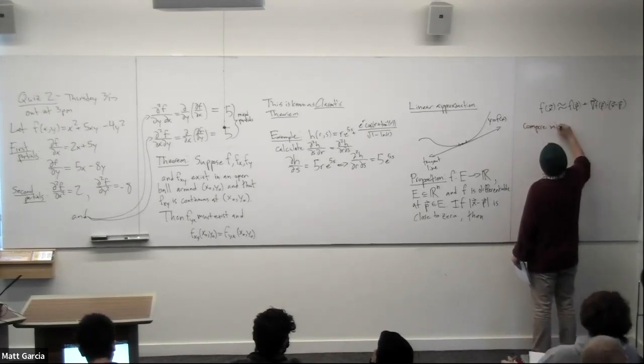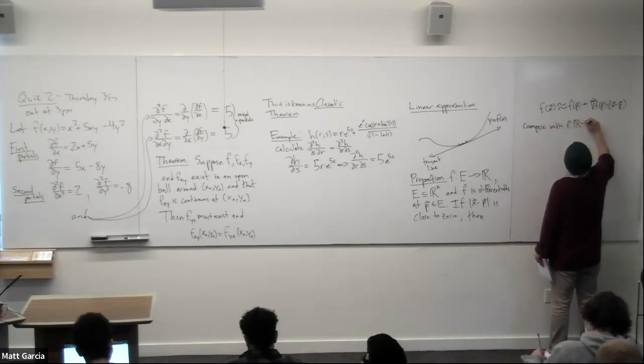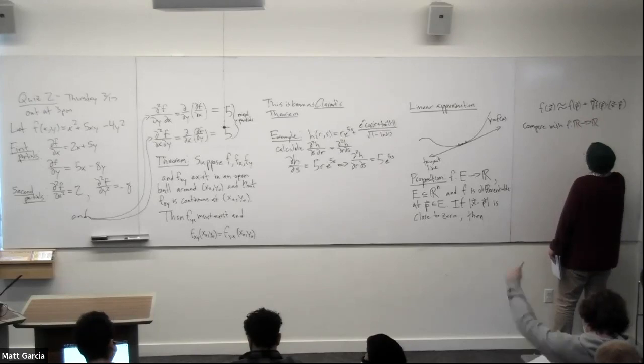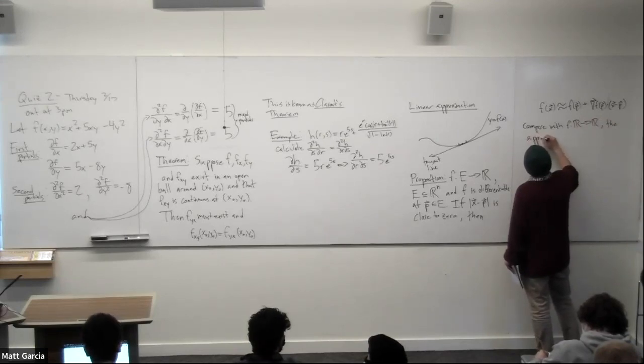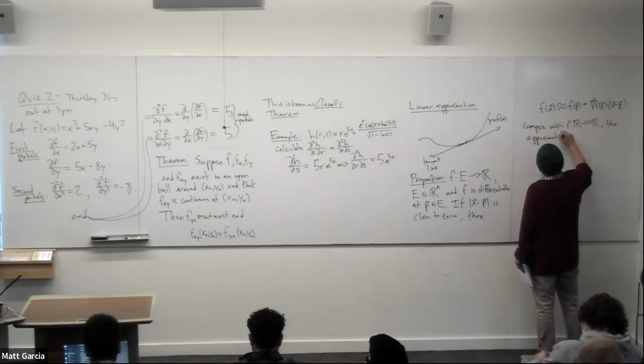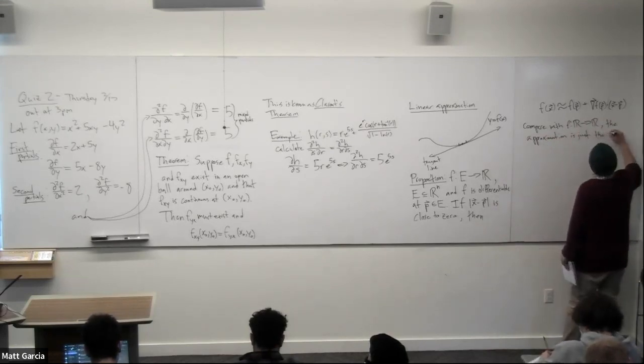Okay, so let's just write here with f just going from R to R, the approximation, just the tangent line.